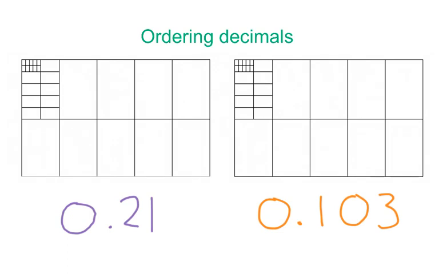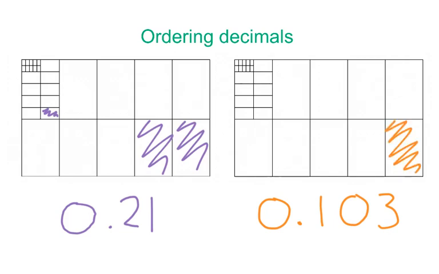Let's now look at another example comparing 0.21 to 0.103. Now again, we need to make sure we're understanding what each of these digits actually stands for. So 0.21 is 2 tenths and 1 hundredth. So there's the 2 tenths and there's the hundredth. 0.103 is 1 tenth. It is no hundredths, so I don't colour any of the next shape down, and it is 3 thousandths as shown in the top corner, those tiny ones.